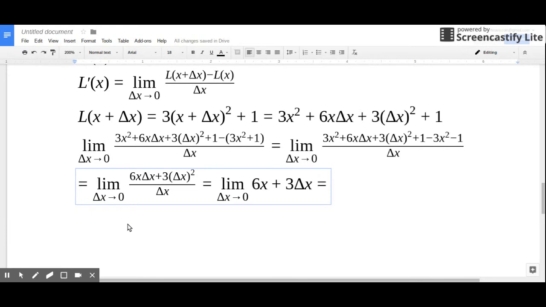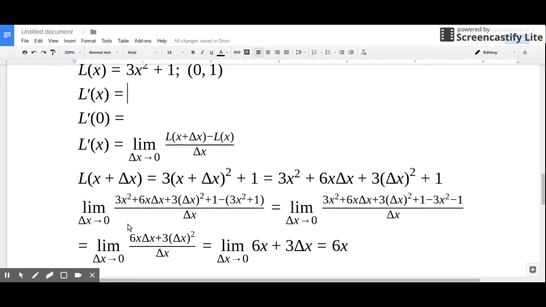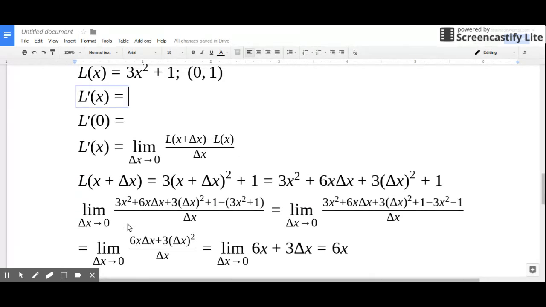What we'll do now is go ahead and do the direct substitution, taking 0 and plugging it into delta x right here, and we'll be done. So we'll have 6x plus 3 times 0, and of course 3 times 0 is just 0, so we're just left with 6x.